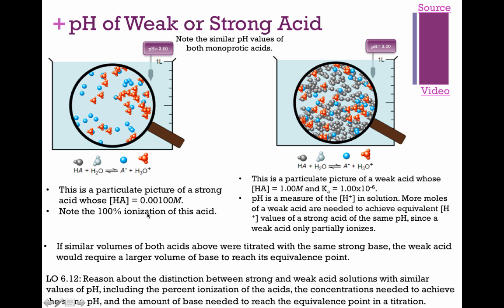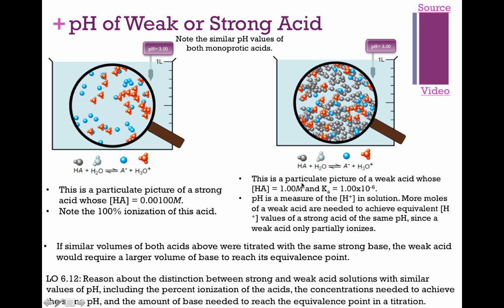If we want to calculate the pH of this concentration, if this is our concentration of HA, this is also our concentration of H plus because it's ionized 100%. All of this concentration is now H plus. So we just take the negative log of the concentration of our strong acid to find pH.